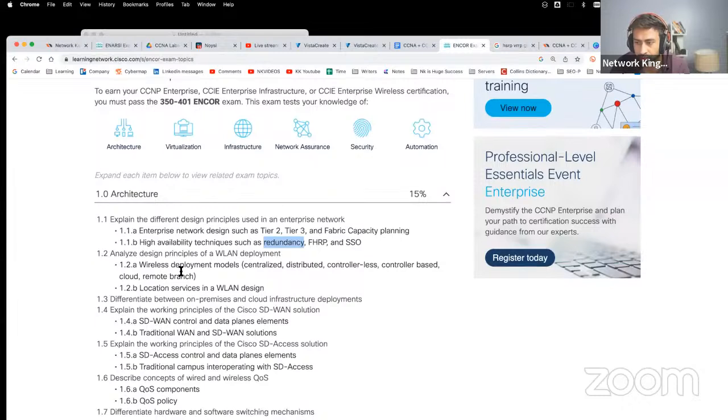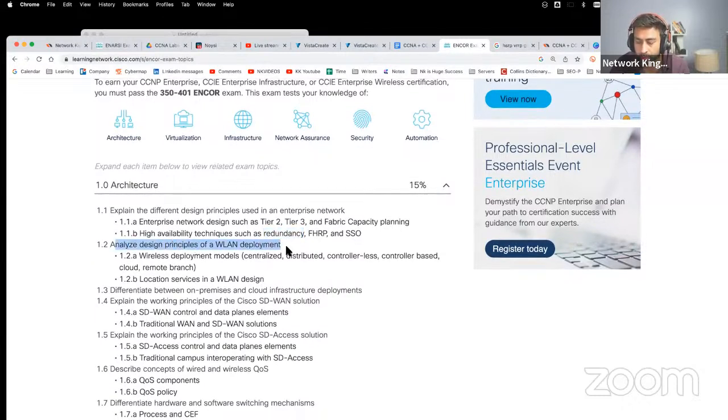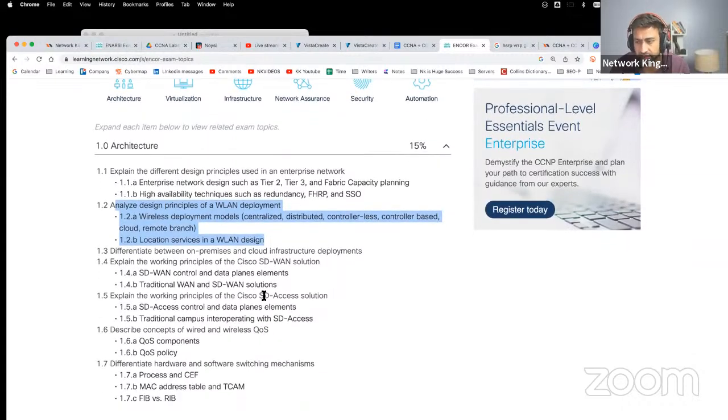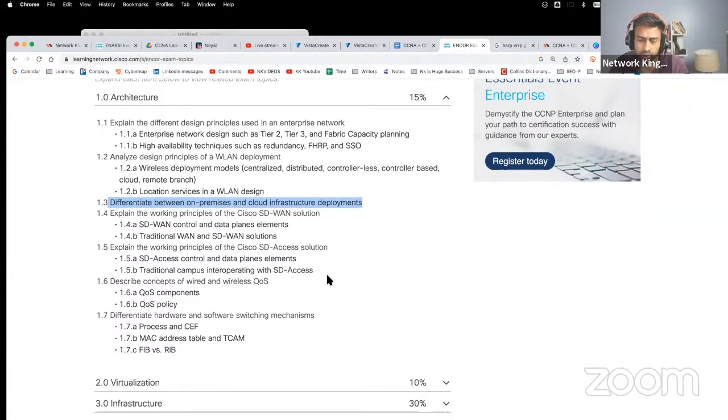After that, we are going to learn about WLAN deployment, so how to configure wireless and all access devices. We are going to differentiate between on-premises and cloud infrastructure. Means I can show you how to create subnets in AWS, VPC and all. Then we will learn SD-WAN.